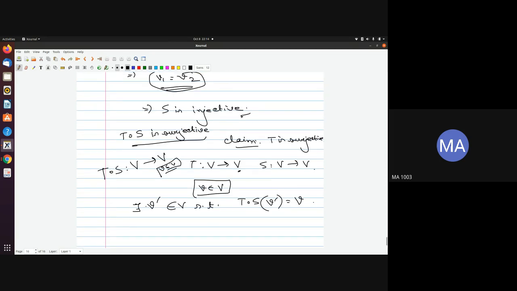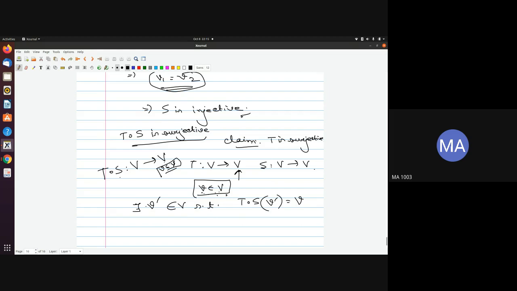At least this step. No, sir. Please explain again. So T compose S is from V to V, right? Because T and S both are from V to V. So if I compose these two, this is from V to V. Now, my claim is T will be surjective. So what I have to do? I have to take one element from V. I have taken V from V. Now this element is also in this V. This V is all the same.